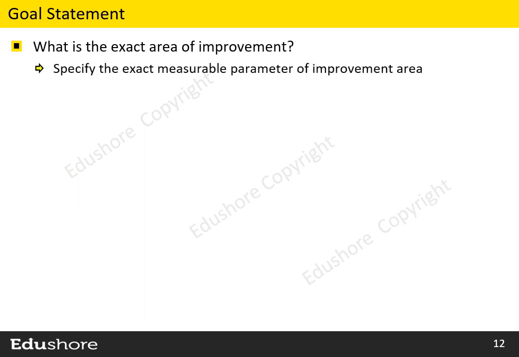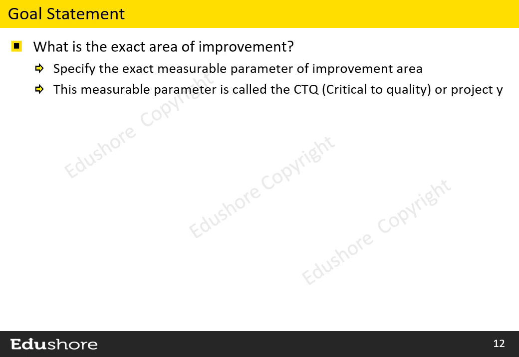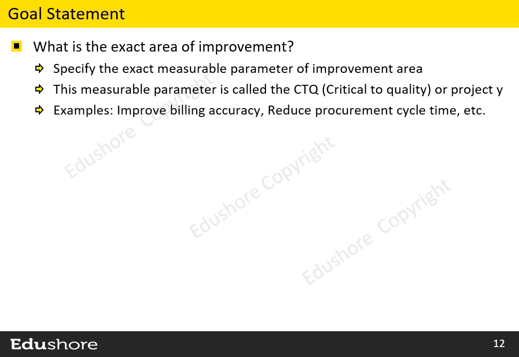Now, let's look at the guidelines for writing a goal statement. The goal statement should specify the exact measurable parameter of the improvement area. This measurable parameter is called the CTQ, Critical to Quality Parameter, or the Project Y. Here are some examples of CTQ or Project Y. Improve billing accuracy, reduce procurement cycle time, etc.